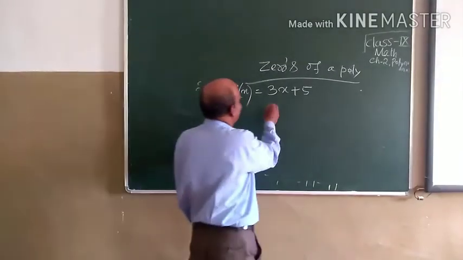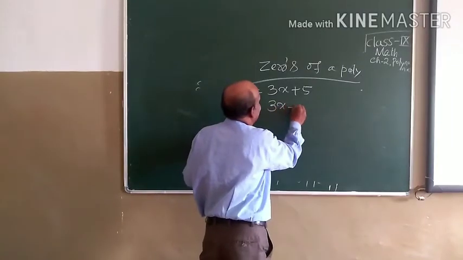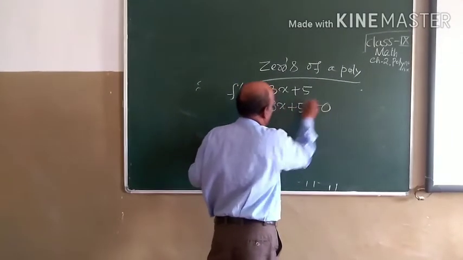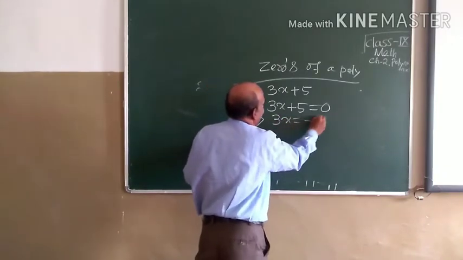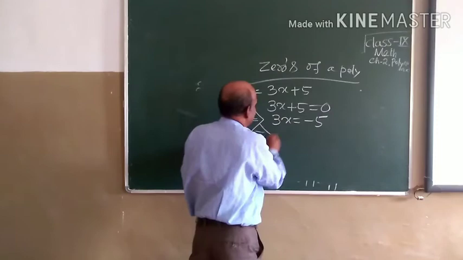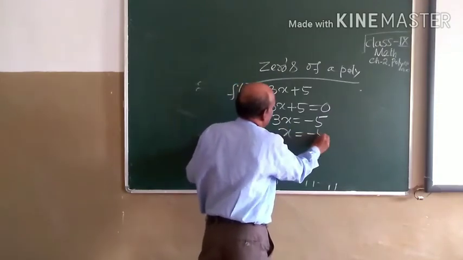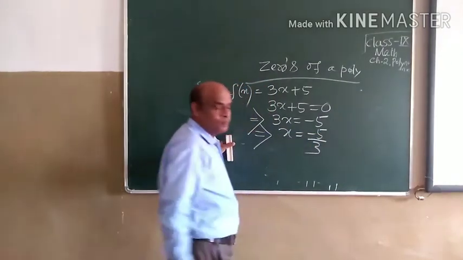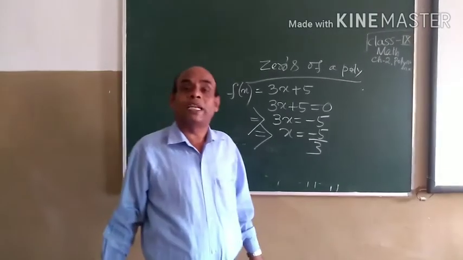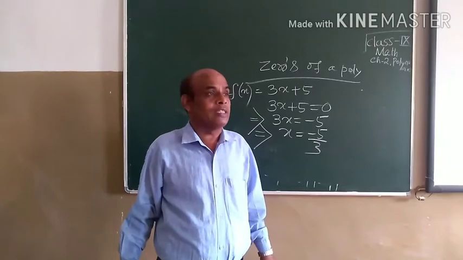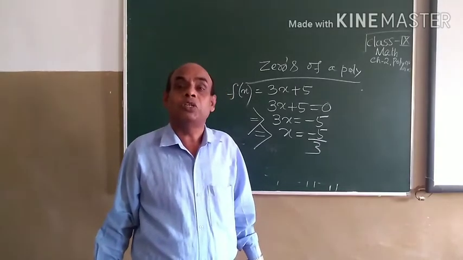So you simply write 3x plus 5 is equal to 0. It implies that 3x is equal to minus 5. It implies that x is equal to minus 5 by 3. So the question was, what is the value of x so that the polynomial is equal to 0?